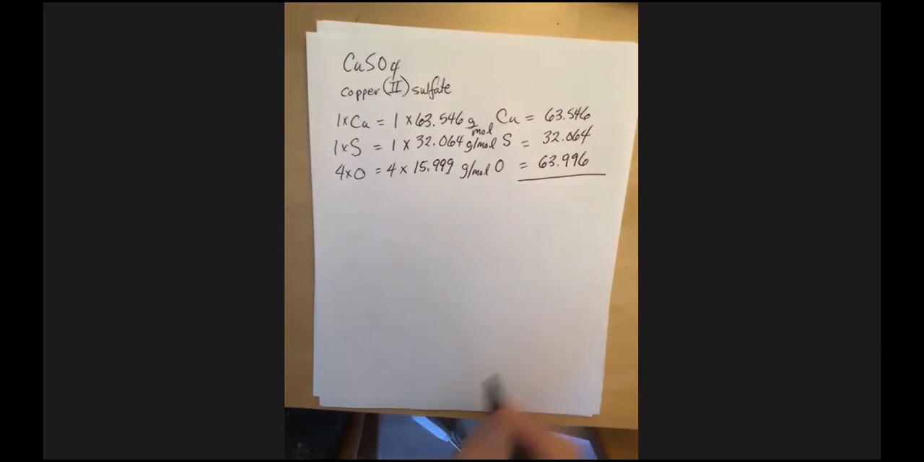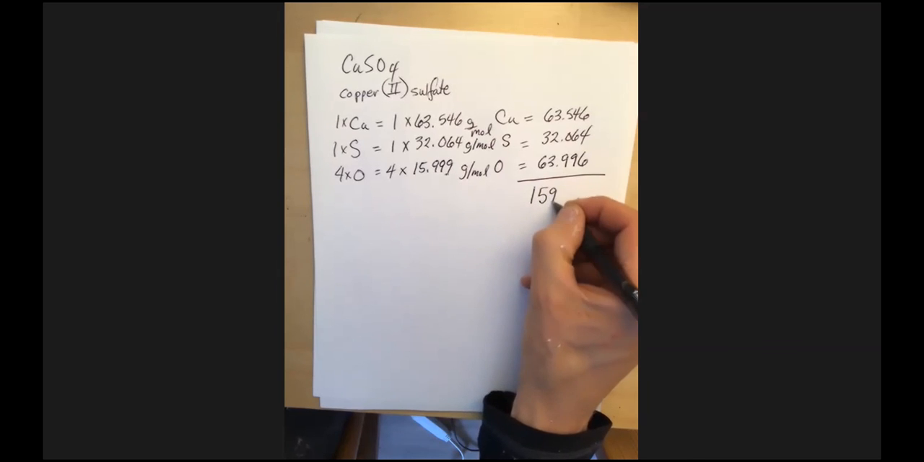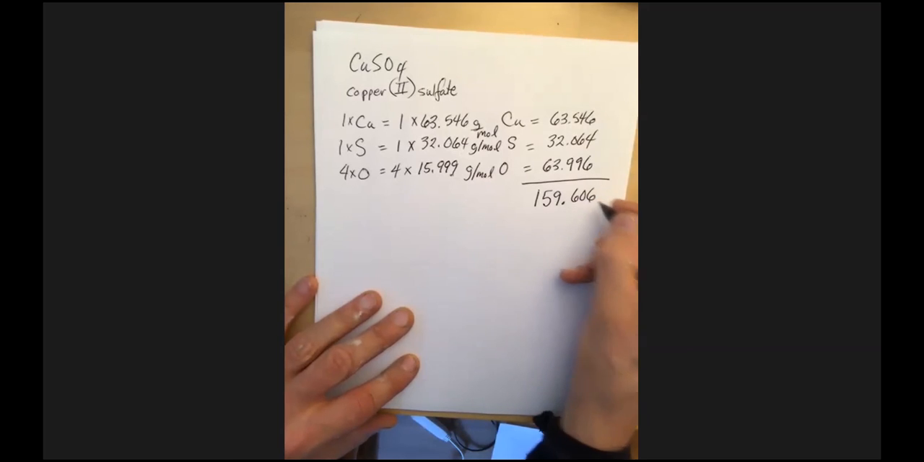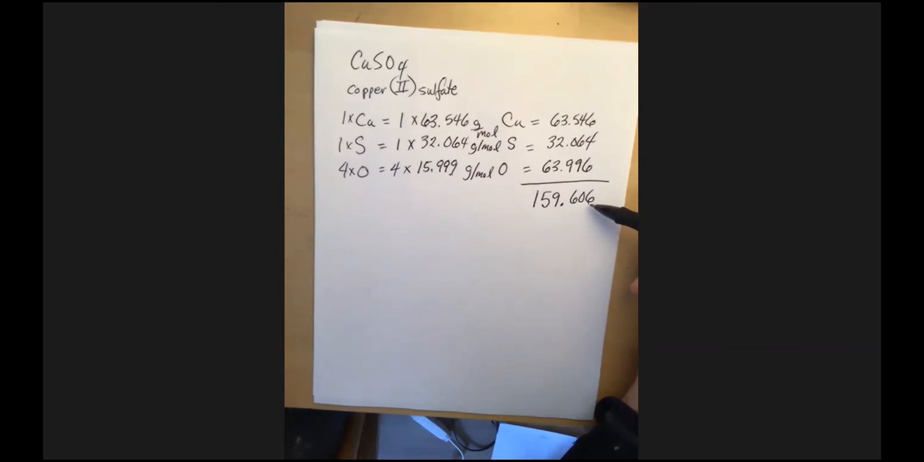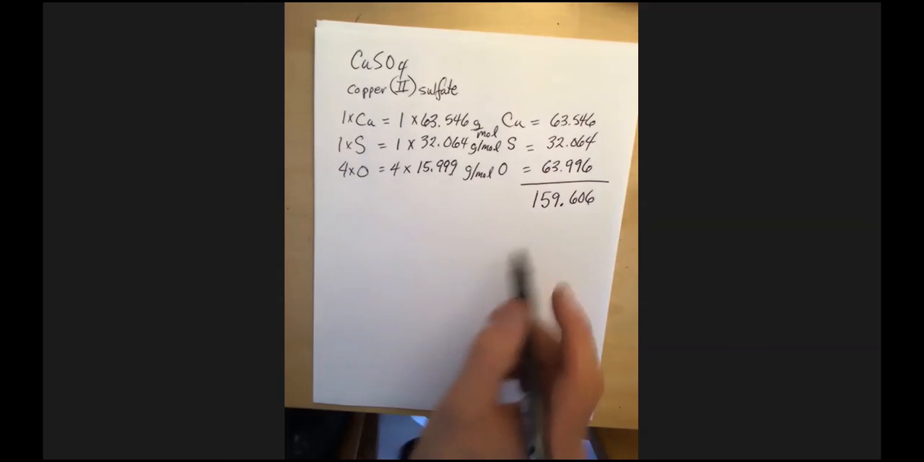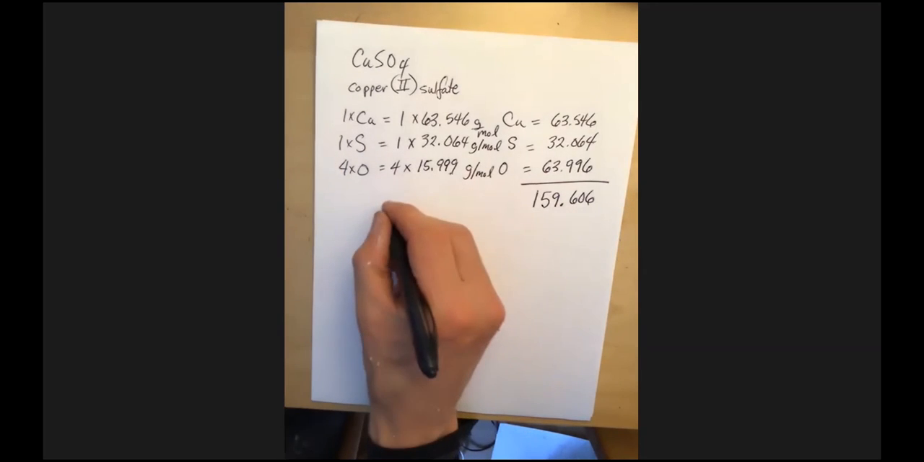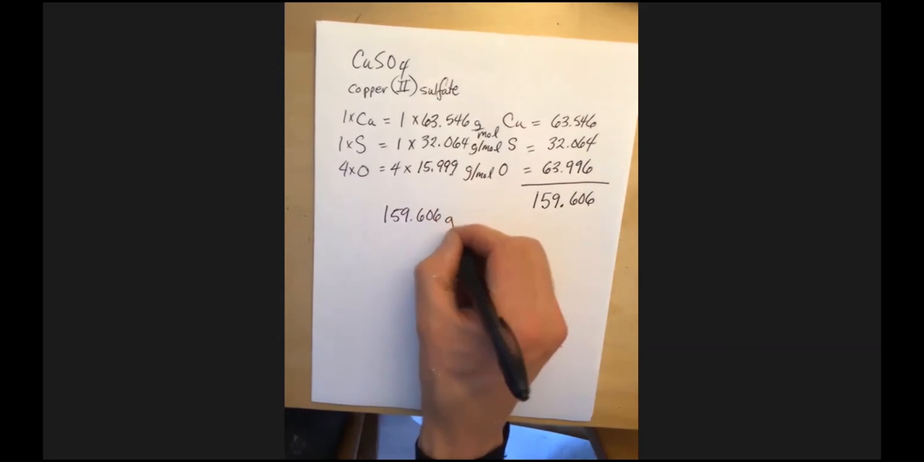So this is where I need you. 159.606. I'm pretty happy with that, because I see 6 plus 4 is 10 plus 6 is 16, which ends up with a 6 down here at the end. There's a good chance that we've not made a mistake. So that would tell us that the molar mass of copper 2 sulfate is 159.606 grams per mole.